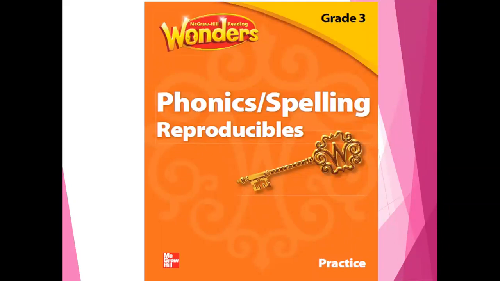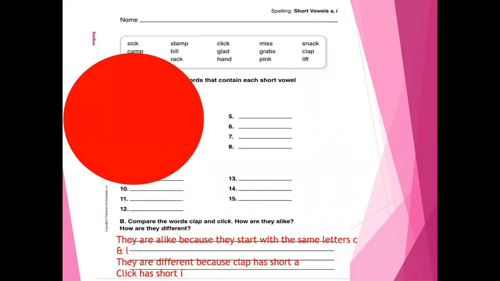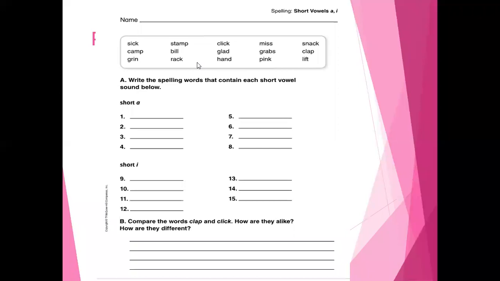Now get your phonics and spelling practice book. Open page number. Let me remove the red circle. So let's complete here. We have sick, camp, green, stamp, bill, rack, click, glad, hand, miss, grabs, pink, snack, clap and lift. Spelling words that contain each short vowel sound below.